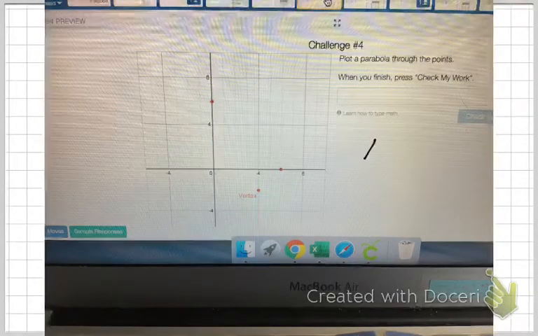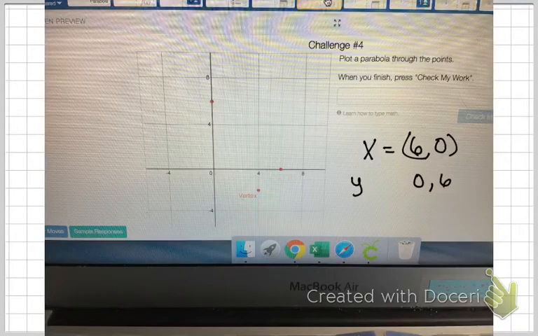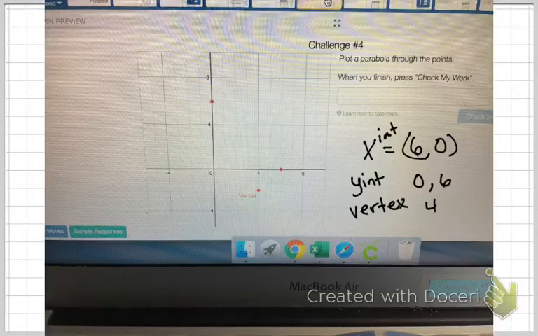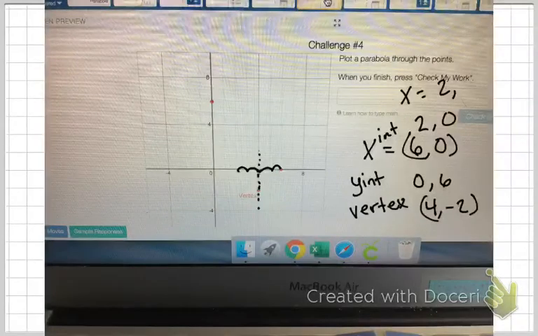All right, our x-intercept is 6, 0. Our y-intercept is 0, 6. And our vertex is 4, -2. So one of the first things, you know that your AOS runs right through your vertex, and this is 2 away. So that means another x-intercept is going to be 2 away as well. So that would be another x-intercept at 2, 0. So you have basically an x at the 2 and a 6.